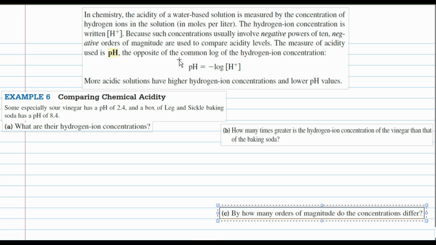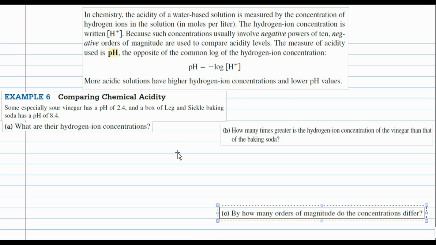The opposite of the common log of the hydrogen ion concentration. More acidic solutions have higher hydrogen ion concentrations and lower pH values.